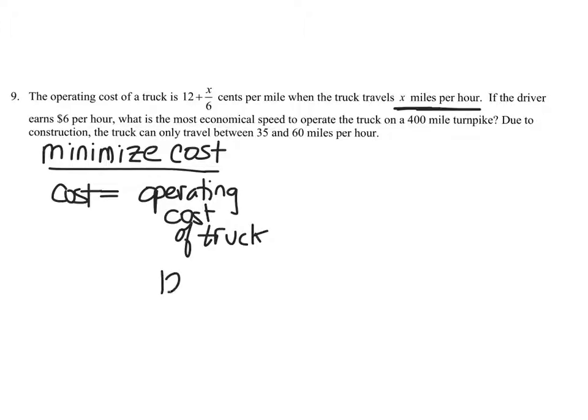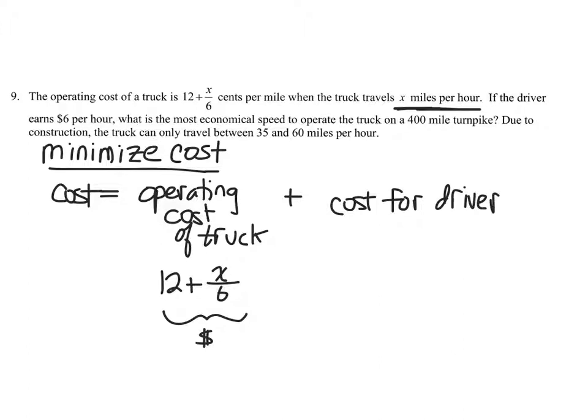which we could say is 12 plus x over 6. Now the units there, just important to think about, this is money. So in dollars. Plus the cost for the driver. This person is driving, so performing his duties, at a rate of $6 per hour. So if we only knew how many hours this person would be on the road, then we would have the cost for the driver in total. So 6 times, I'll just say hours.